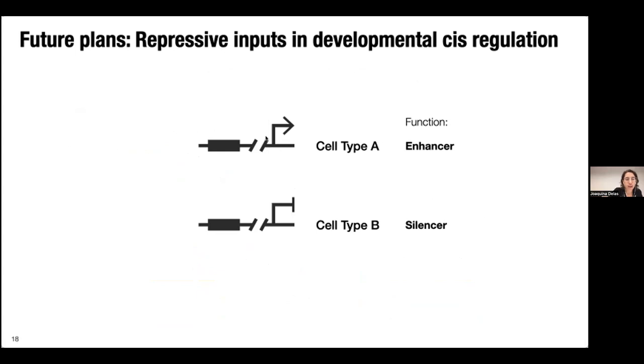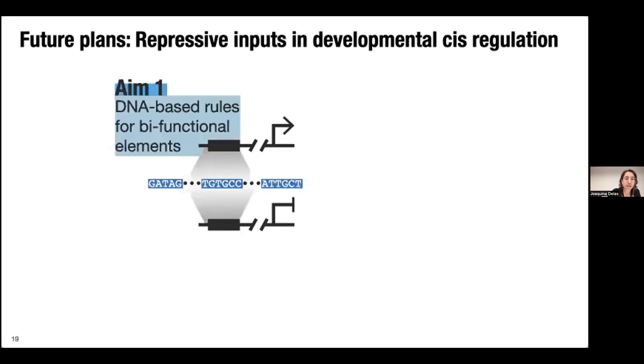And what I think this means is that in cell type A here, it will be acting as an enhancer, but in cell type B, where we have evidence that it is bound by repressors, it will be acting as a silencer. And silencers have been very hard to study, whereas here with the system where we generate alternative cell fates at the same time, I think we have the perfect opportunity to tackle this with a combination of approaches.